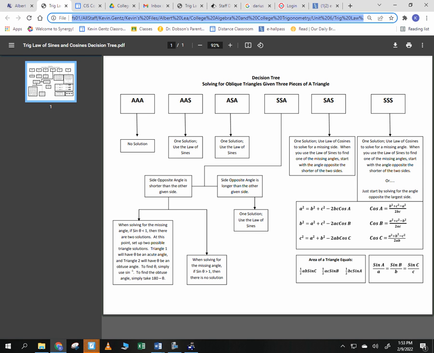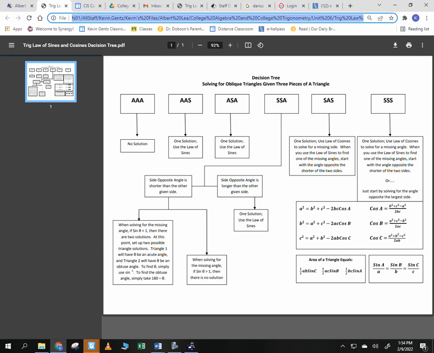If you're given angle, angle, angle, that was not a congruence theorem in geometry. You may not solve that triangle. Doesn't work. But if you're given angle, angle, side, that was a congruence theorem, and there's one solution using the law of sines. If you're given angle, side, angle, there's one solution using the law of sines. We've already solved triangles like that. But if you're given side, side, angle, then that causes a problem. Do you remember backwards it spells donkey?